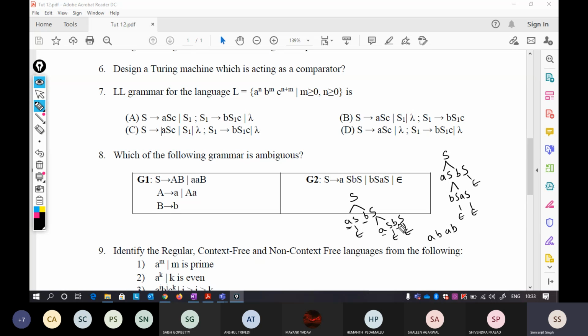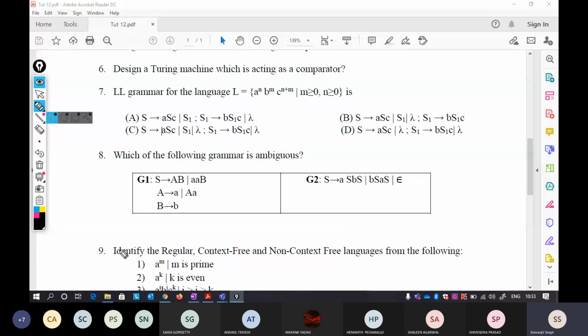Now this is totally different. So for this particular string, there are two different parse trees. So this grammar is ambiguous, and this grammar is ambiguous. Ambiguous means when you are able to derive two different parse trees for the same string. I think I have taken enough of your time.